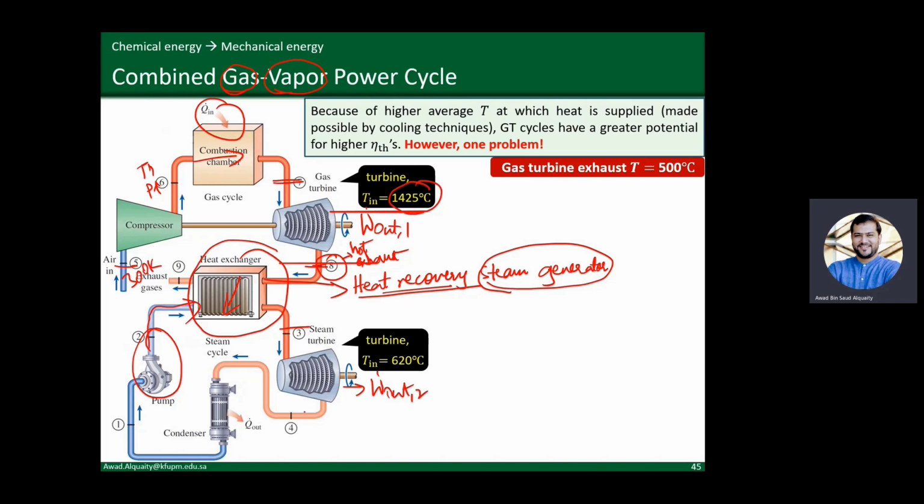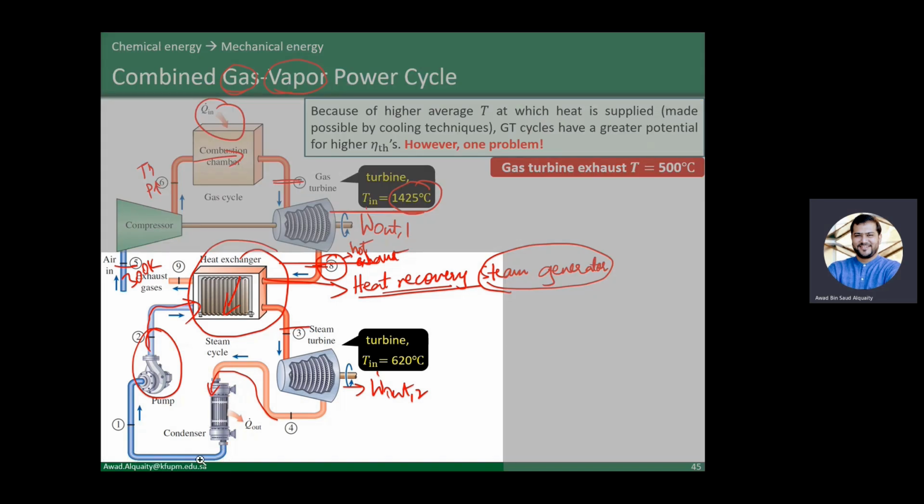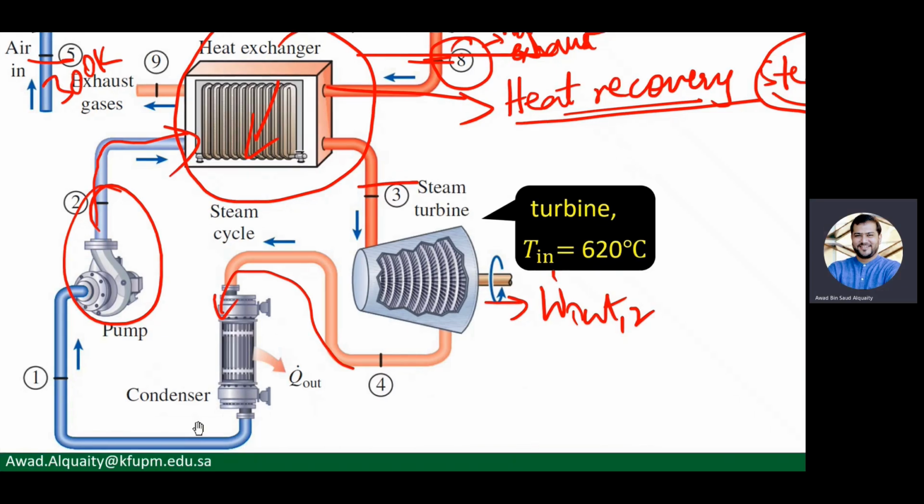And here then we send this steam, which is essentially a saturated mixture at much lower pressure and temperature, or much lower enthalpy. We send it through the condenser where we reject heat and convert it into saturated liquid. So this is essentially how this entire process works.